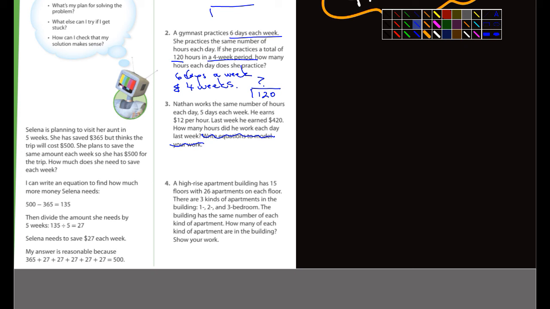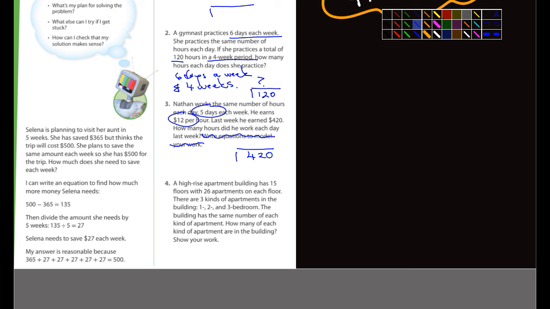Okay. So last week he earned $420. All right. So you're going to divide 420 by what? Think about that. And then you're going to use one of these two other numbers for something. All right. So $420, that's going to be divided by something first. All right. And the question is, how many hours did he work each day last week?